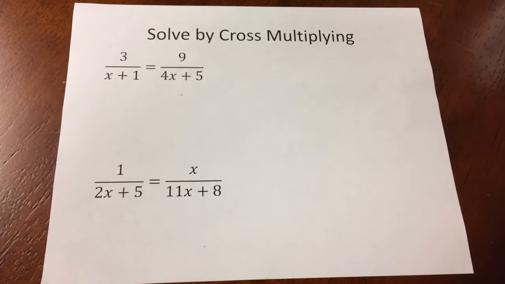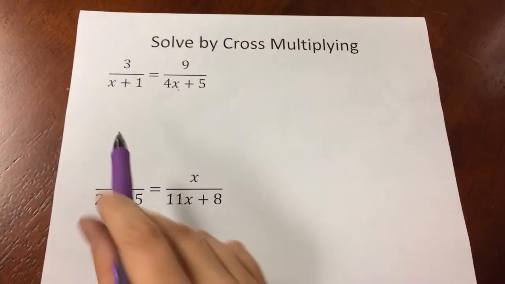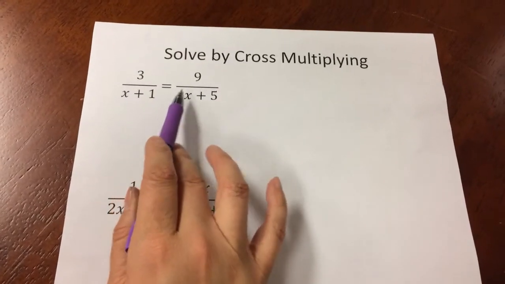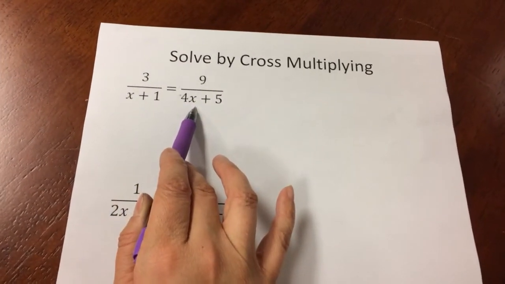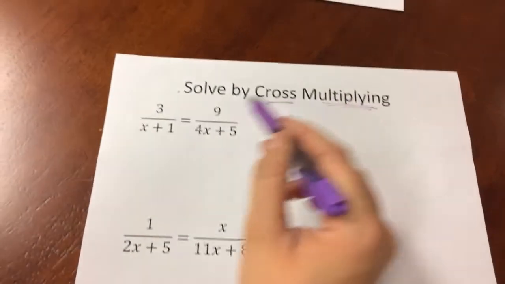Now this is going to look very similar to when you were in Algebra 1 and you were solving a proportion. A proportion is when you have a fraction set equal to another fraction. And so to solve a proportion, we do that by cross multiplying. So that's essentially what we're going to do here.